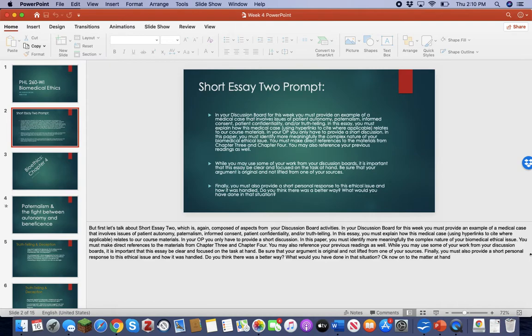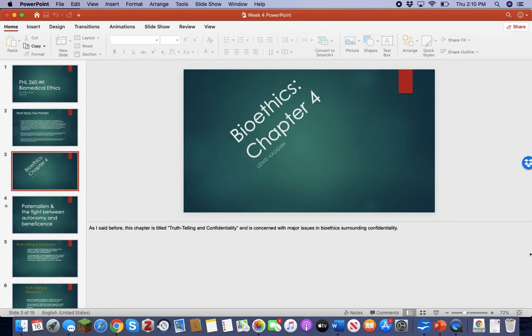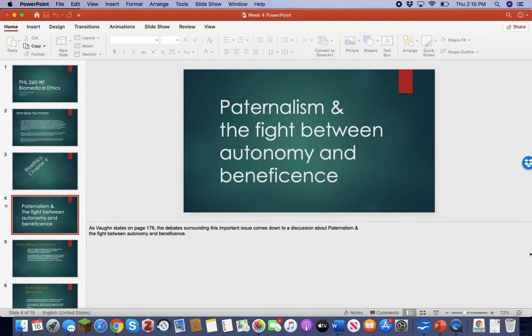Okay, now to the matter at hand. As I said before, chapter 4, which we're reading this week, is titled Truth-Telling and Confidentiality and is concerned with major issues in bioethics surrounding confidentiality. As Vaughan states on page 176, the debates surrounding this important issue come down to a discussion about paternalism and the conflict between autonomy and beneficence.